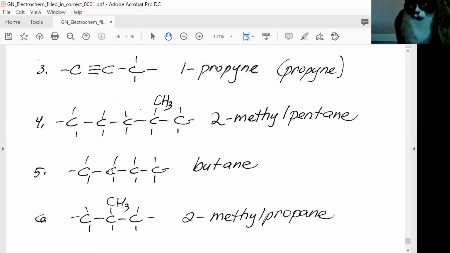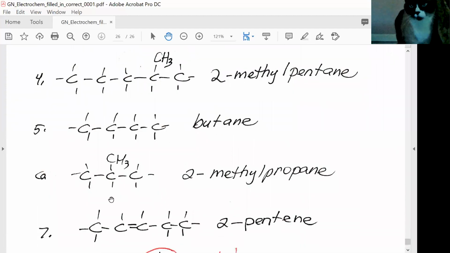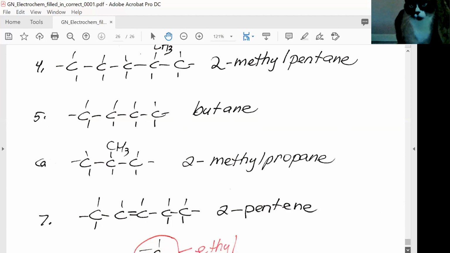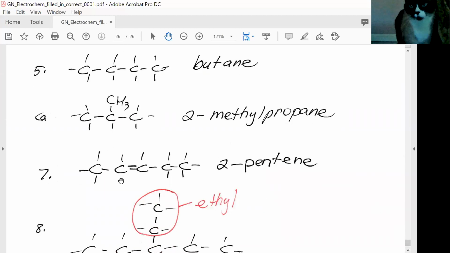So this has got 1, 2, 3, 4. See how I straightened it out for myself to make it easier? And then it's butane. Okay, here's our longest chain, 1, 2, 3. There's a methyl group on carbon 2, so 2-methylpropane. Okay, this one, 1, 2 with the double bond. So 1, 2, 3, 4, 5, that's our pent. Double bond on carbon 2, that's our ene. So 2-pentene.